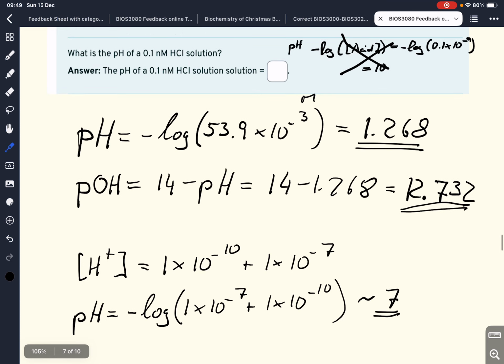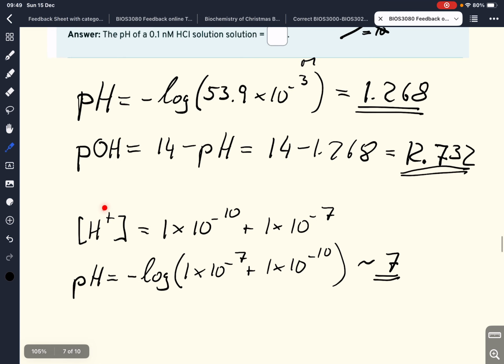So what we need to do is we can calculate the proton concentration here, and we have the acid proton concentration. That would be 1 times 10 to the minus 10 molar. And we need to also take into account the protons from the water, because we are so dilute that the protons from the water have to be taken into account, and that is 1 times 10 to the minus 7.